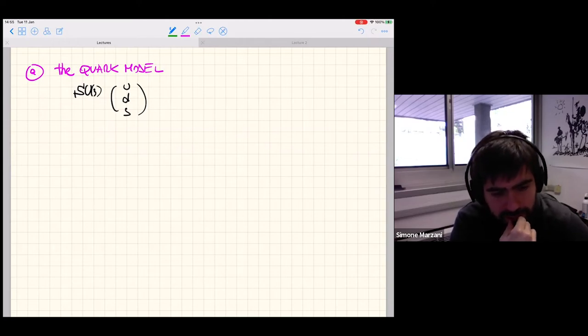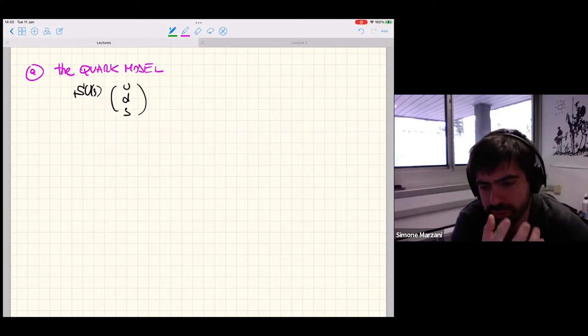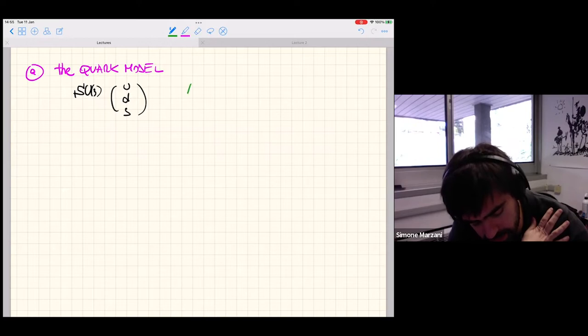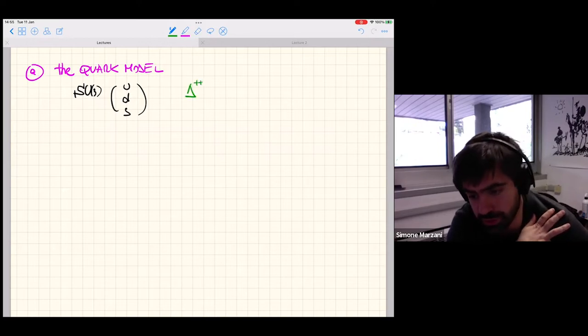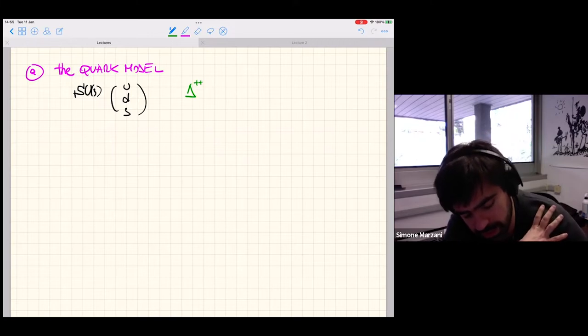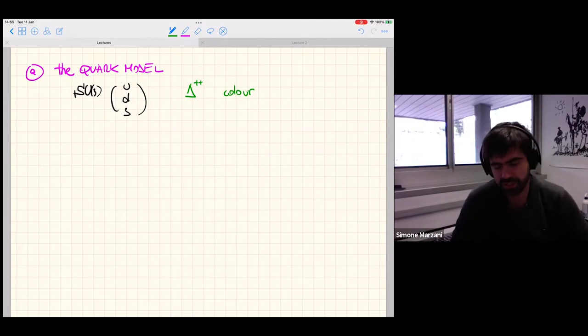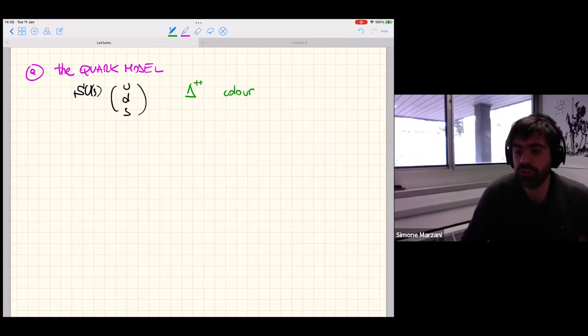The delta baryon entered this classification as a problem. There was a problem with the anti-symmetry of the wave function. To accommodate the delta plus plus in this model, a new degree of freedom had to be introduced, a new quantum number, and this quantum number was called color. With a new quantum number, you can antisymmetrize the wave function according to it, and you get a total wave function that respects the symmetry you want for fermions. So in this model, color is almost an extra label.